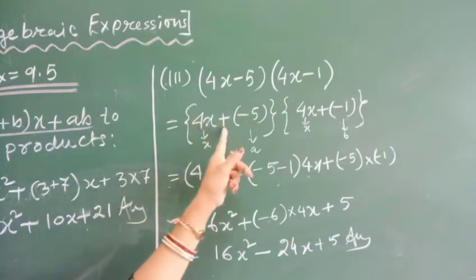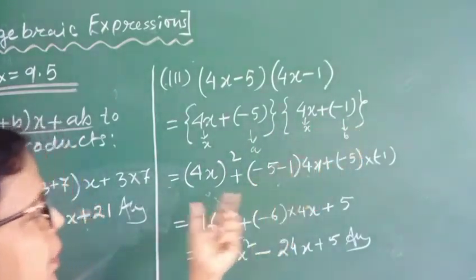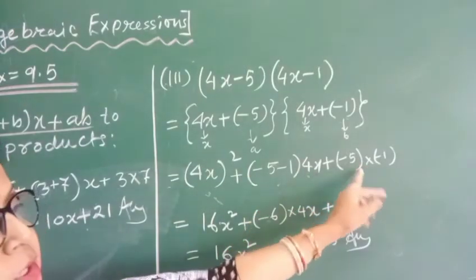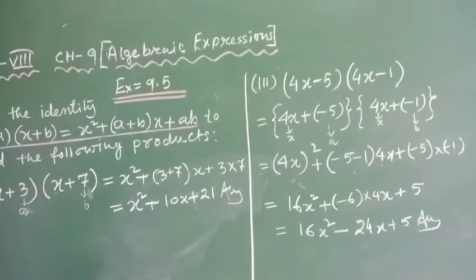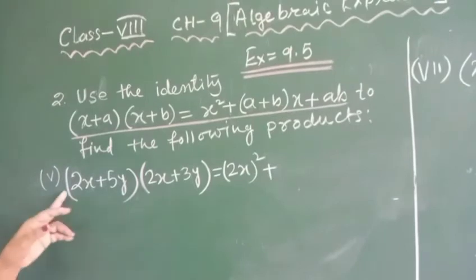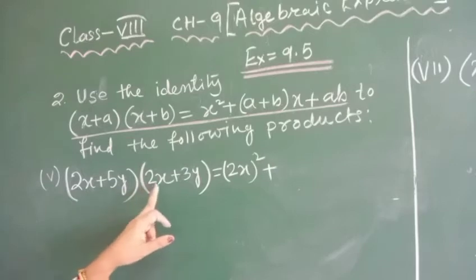So 4x plus minus 5 is our a, 4x plus minus 1 is our b, x square plus a plus b into x plus a into b. Now just solve the sum. Understood? Now, before coming to the next sum, check these sums now. Now, for the next sum, question number 5, 2x plus 5y into 2x plus 3y.